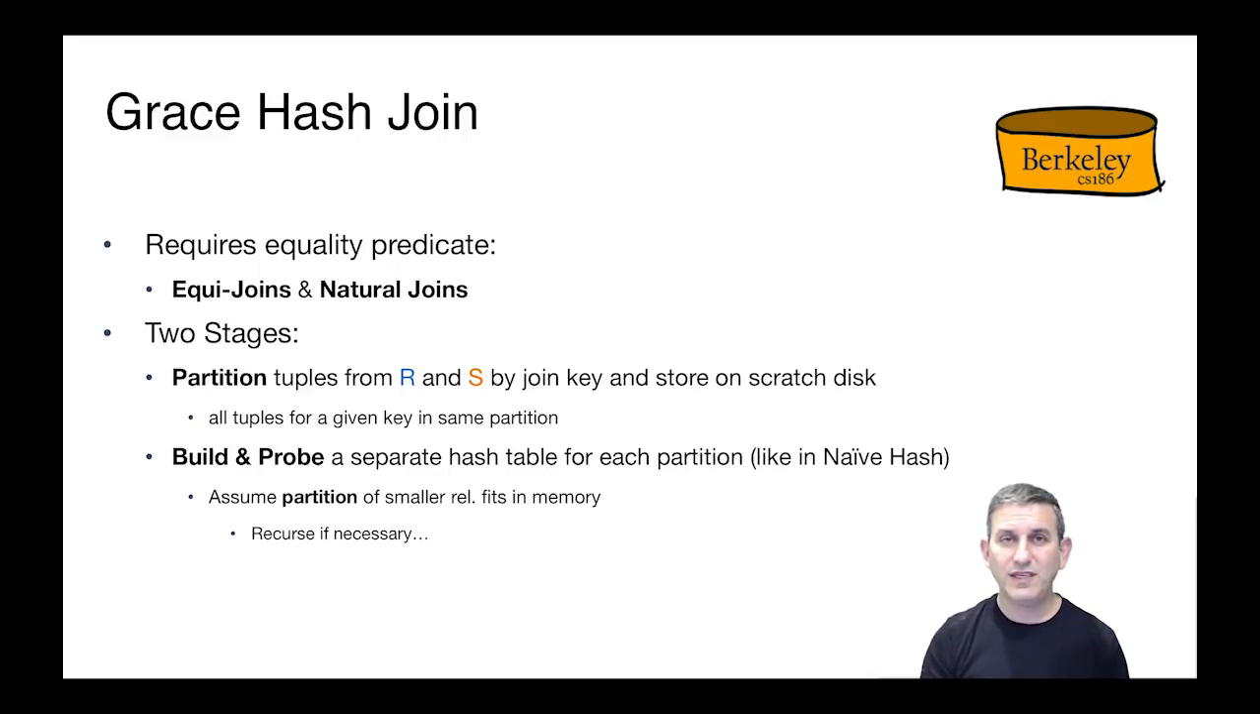So all the tuples for key I from relation R will be in one partition. All the tuples for key I from relation S will be in a matching partition. And then what we're going to do is build and probe a hash table for each partition as in naive hash join, assuming that a partition of the smaller relation always fits in memory. And if it doesn't, we can do recursive partitioning, as you've seen in unary plain old external hashing.